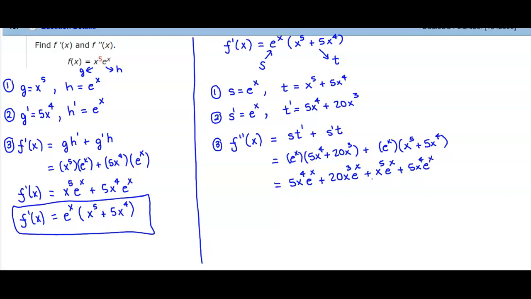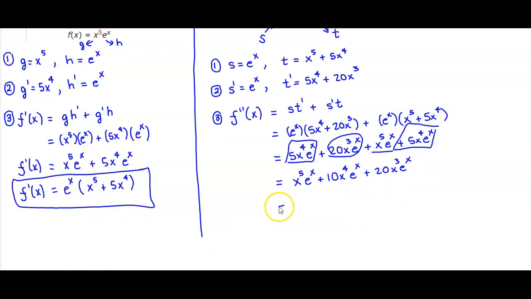So we know that this is x to the 5th, so we can write that as the first term. And then these two terms are like terms, so we can add those to get plus 10x to the 4th e to the x. And then the last term, which is plus 20x cubed e to the x.